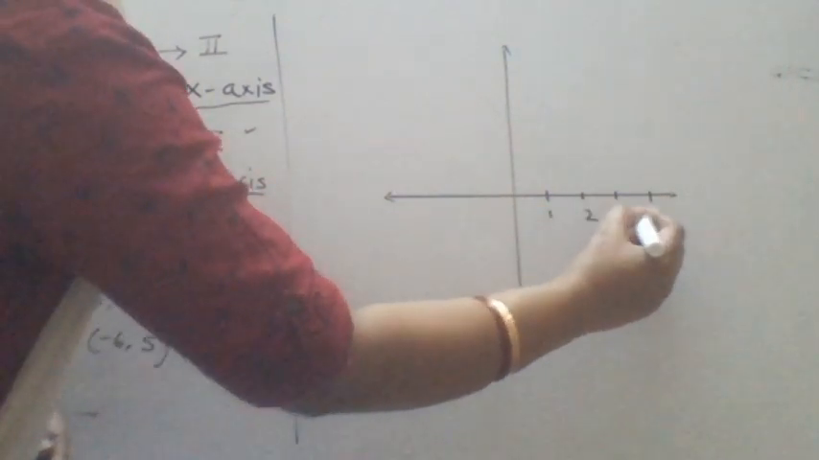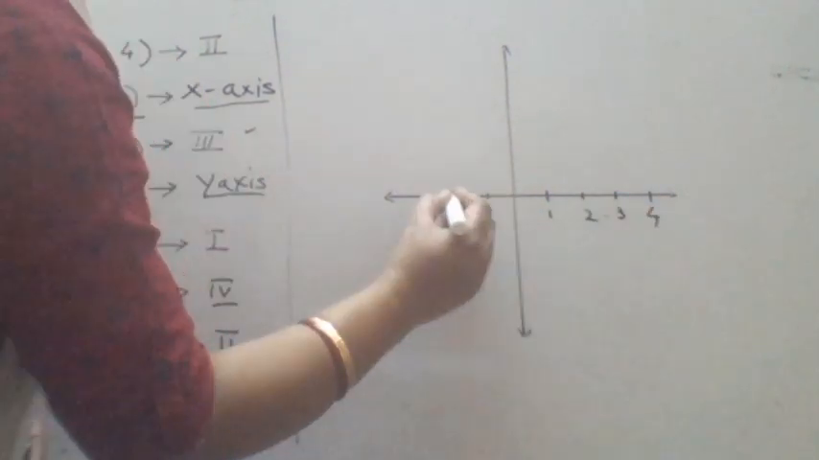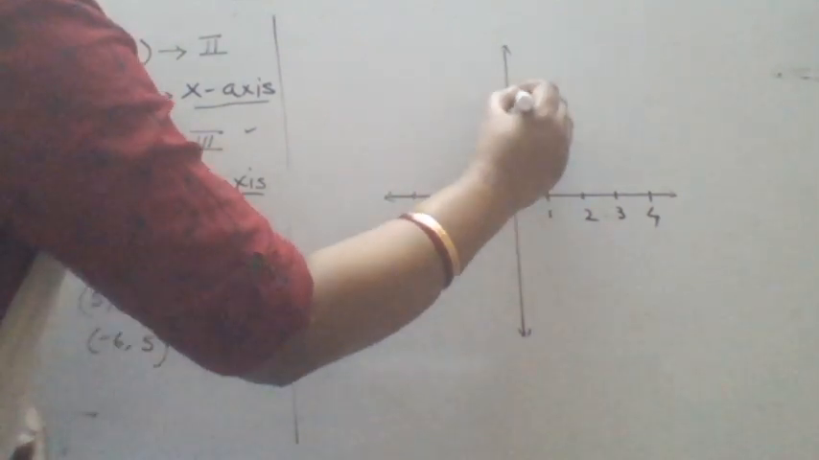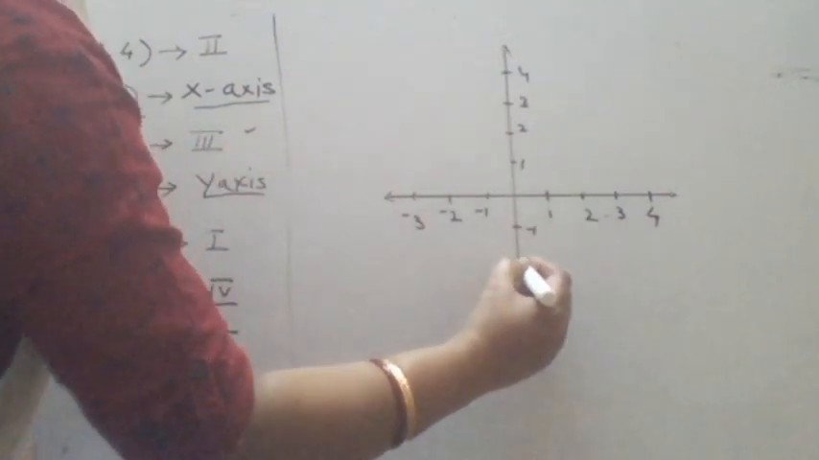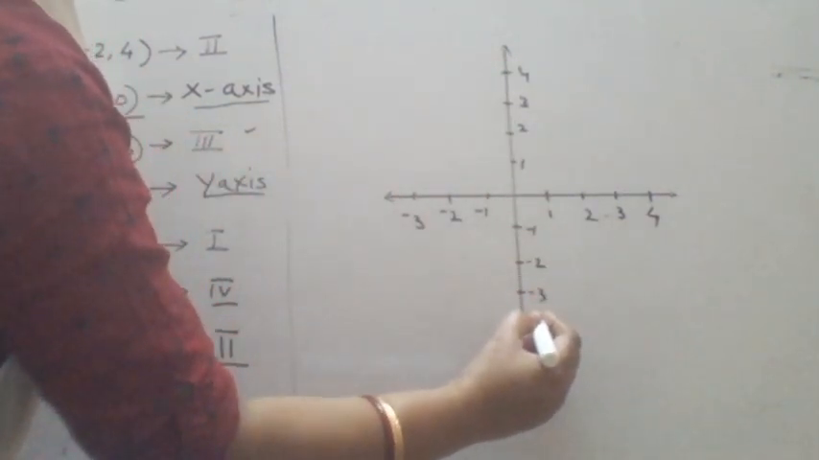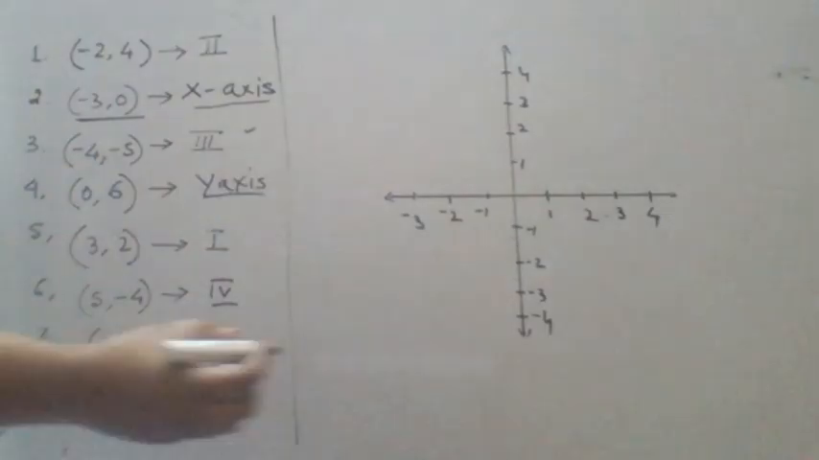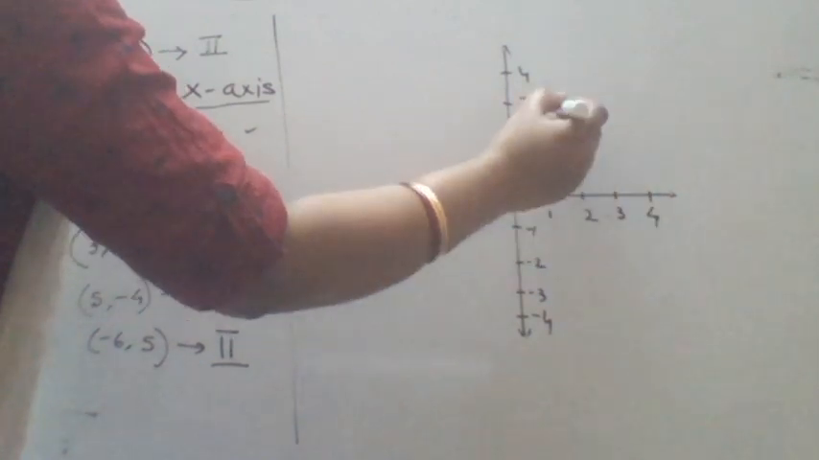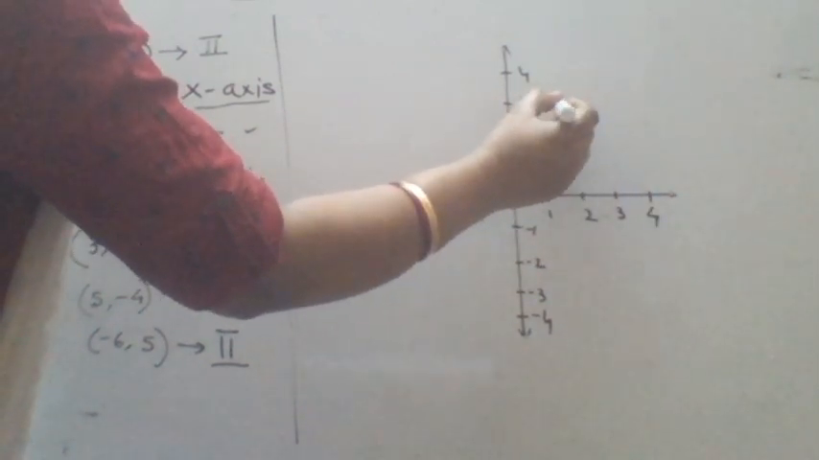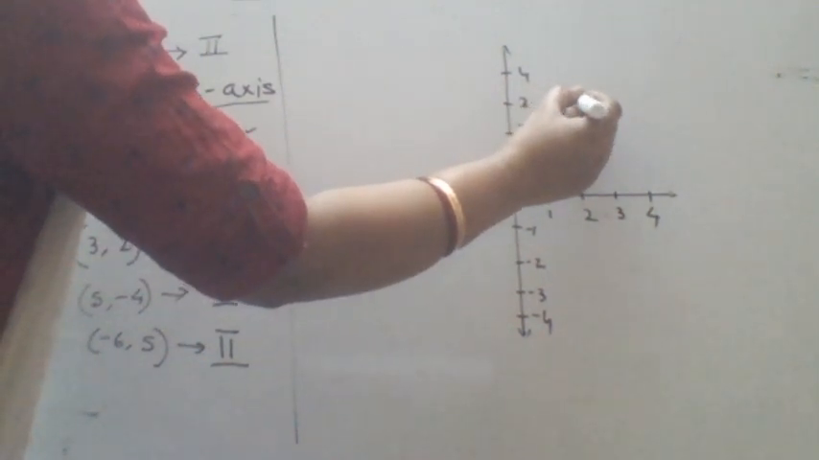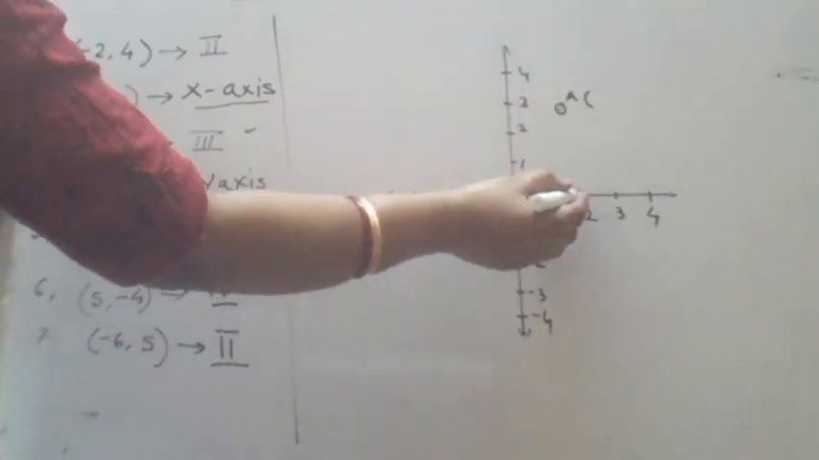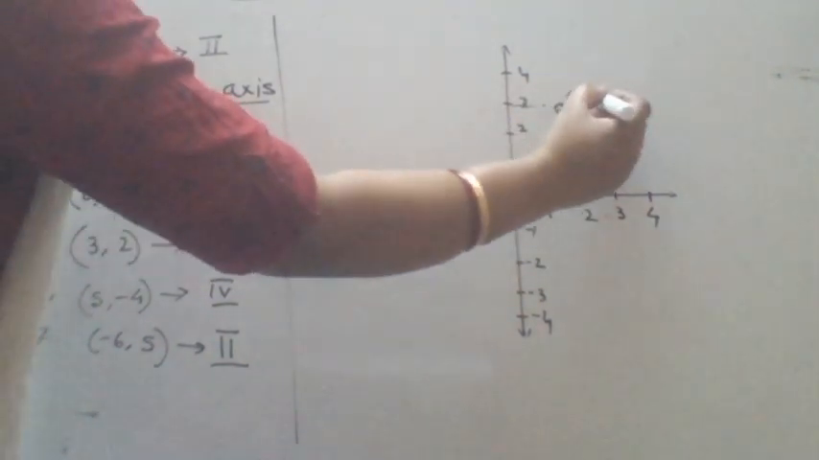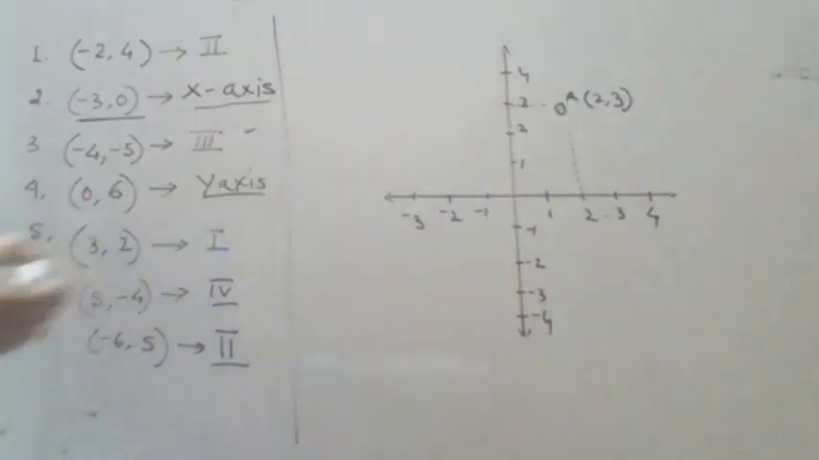One, two, three, 4, and this is your -1, -2, -3. This one is 1, 2, 3, and 4. This is -1, -2, -3, and -4. Now, say if I take this point 2, 3. This point is your A. What is the coordinate of this point? X-axis is 2, and y-axis is 3. So this point is 2, 3.